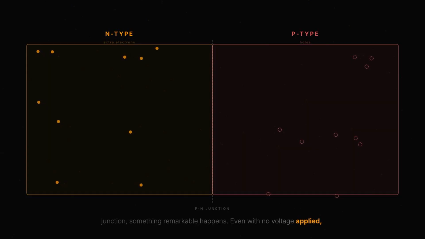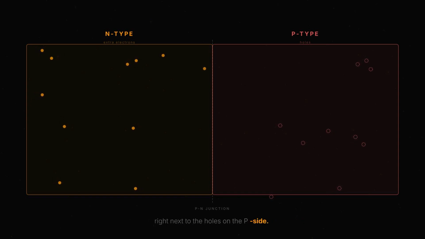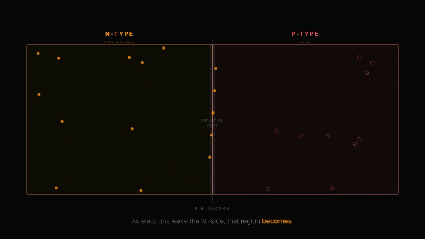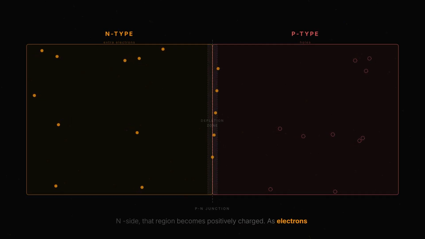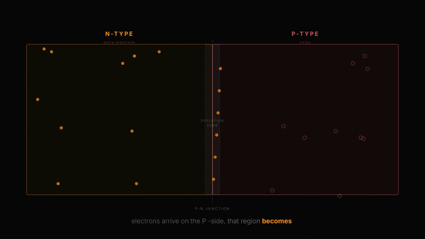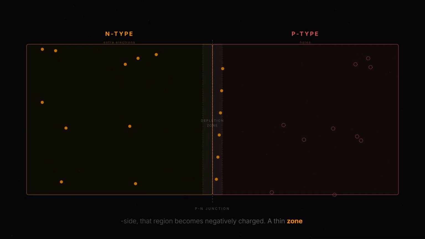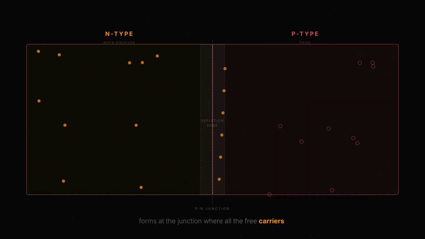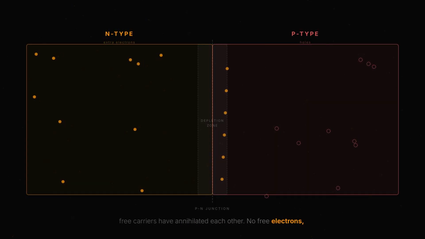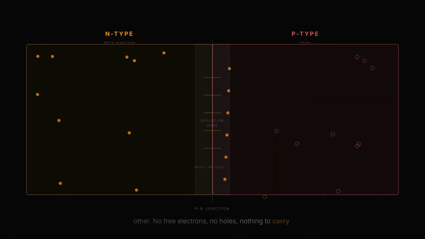Even with no voltage applied, no battery, nothing connected. The free electrons on the N side are right next to the holes on the P side. Electrons near holes fill them. Electrons diffuse across the junction, from the N side where there are many, to the P side where there are holes waiting. As electrons leave the N side, that region becomes positively charged. As electrons arrive on the P side, that region becomes negatively charged. A thin zone forms at the junction where all the free carriers have annihilated each other. No free electrons, no holes, nothing to carry current.